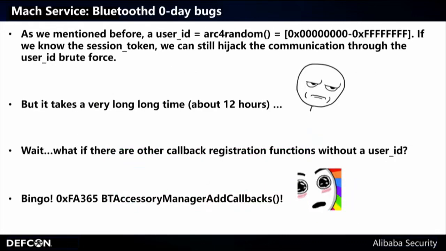As we mentioned before, the user ID is a very, very large random number. If we know the session token, we can still try to hijack the communication through user ID brute force. But when I tried it, I found it would take a very, very long time, about 12 hours. So I don't think this is a good bug. What if we can find some other functions without user ID verification? Yes, I found one. This function is called BTAccessoryManagerAddCallbacks.